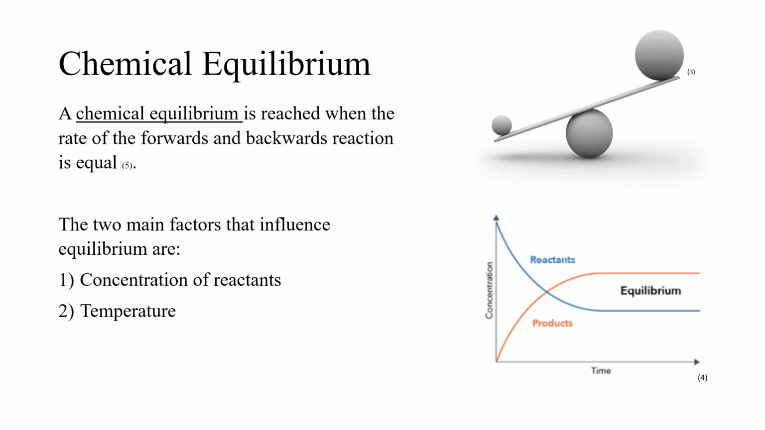A chemical equilibrium is reached when the rate of the forwards and backwards reaction is equal. There are two main factors that influence equilibrium. The first is the concentration of the reactants, which determines how often reactants will collide with each other. If a reactant or reactants are low in concentration, there won't be very many collisions. But if they're in high concentration, there will be lots of collisions. The second factor that influences equilibrium is temperature, wherein increasing the temperature of the reaction leads to more high energy collisions.